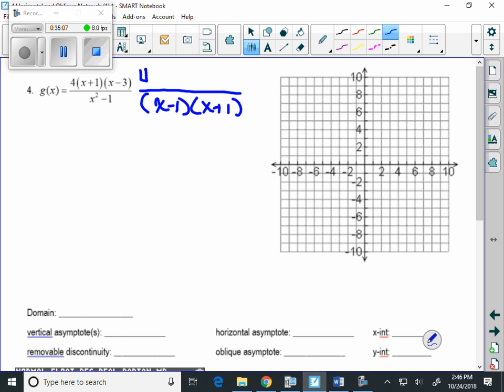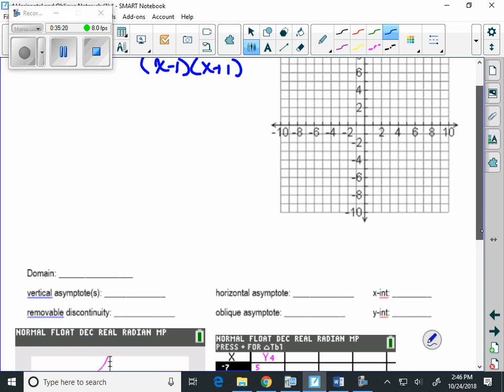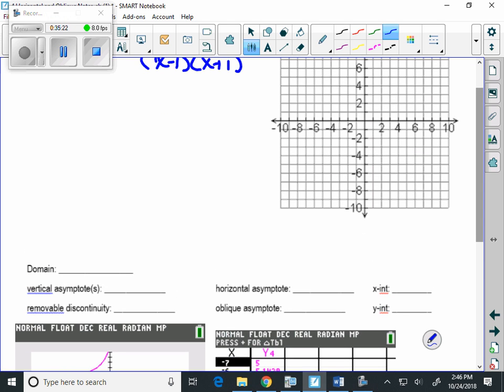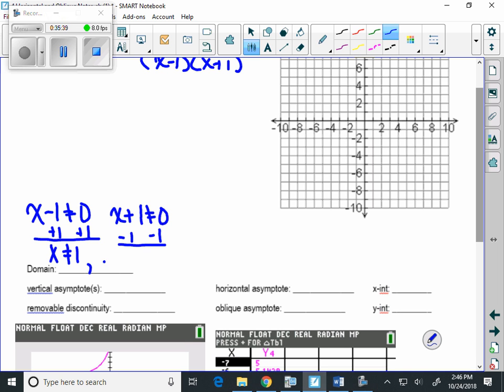And the nice part on this particular problem is that the numerator is already factored. But what we can tell here, just like we were able to tell on some other problems, is that we're going to take x minus 1, set it not equal to 0. Take x plus 1 and set it not equal to 0. If we add 1 to both sides, we get x doesn't equal 1. And then when we subtract 1 from both sides, we get x doesn't equal negative 1. Where's our domain?